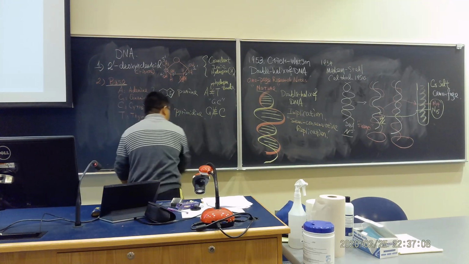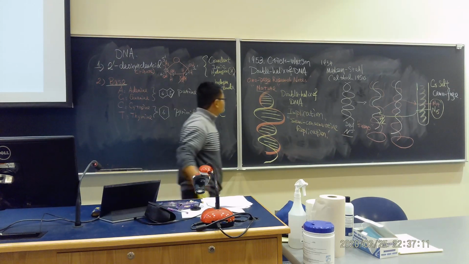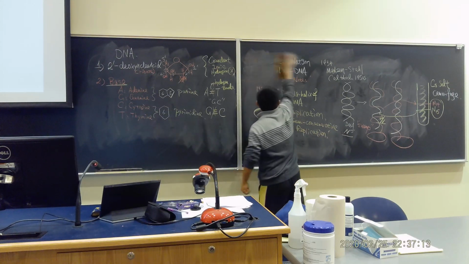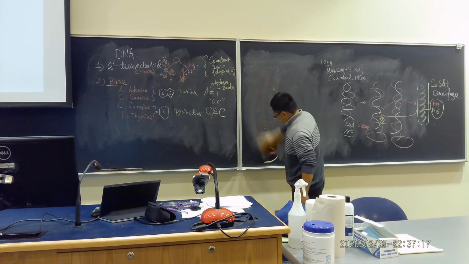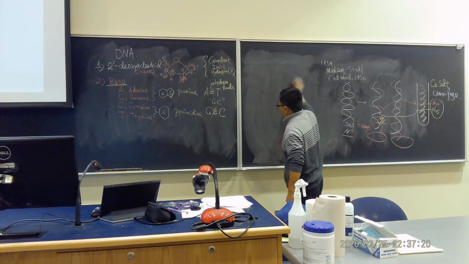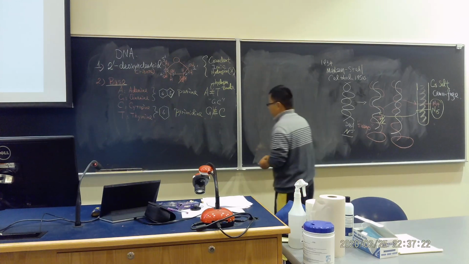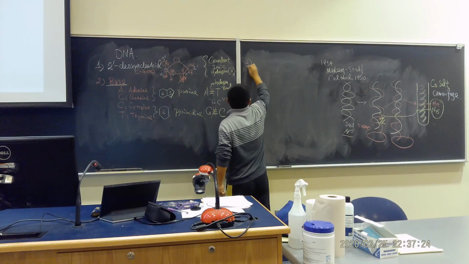Okay, third one, what is that? What is the second most important thing for DNA? Think about that. Is that phosphate? Okay, so the next thing is triphosphates.